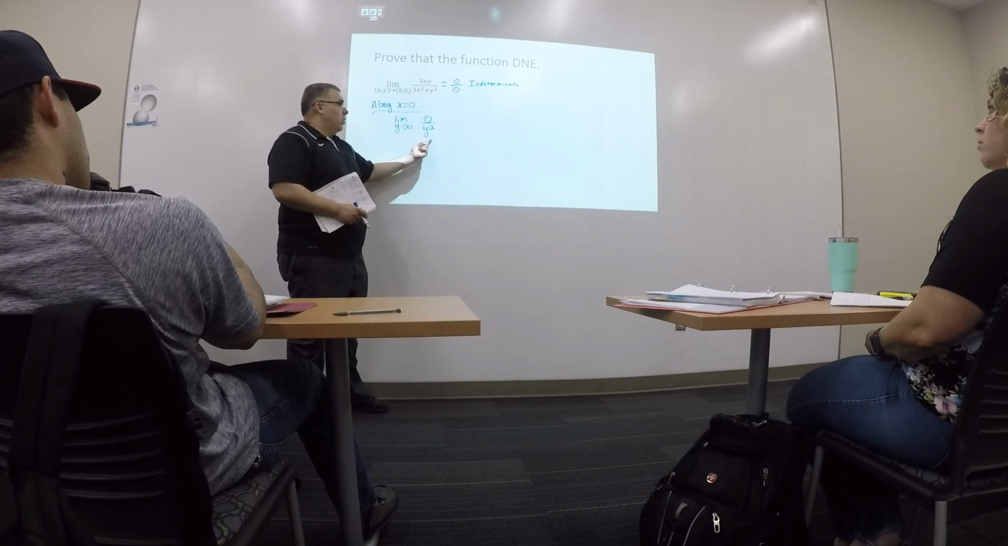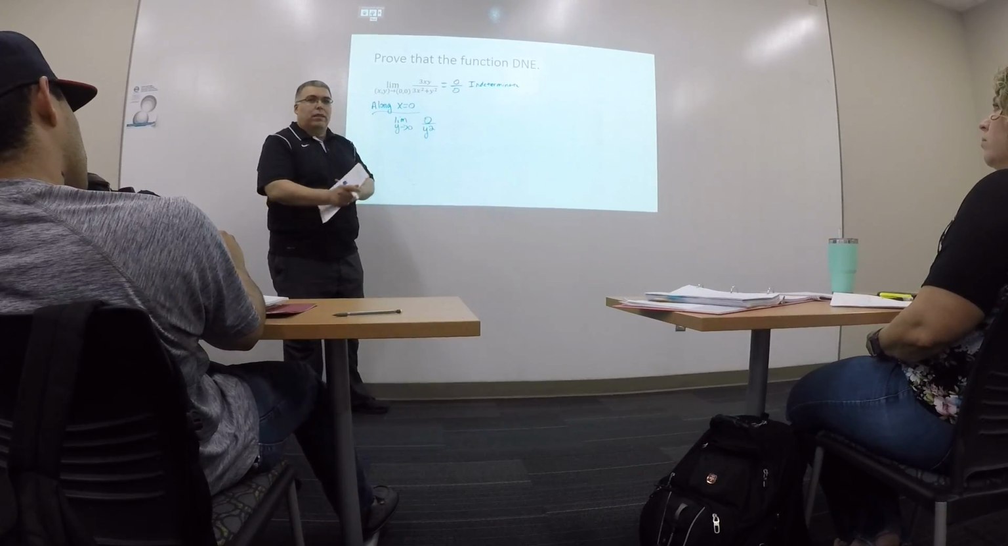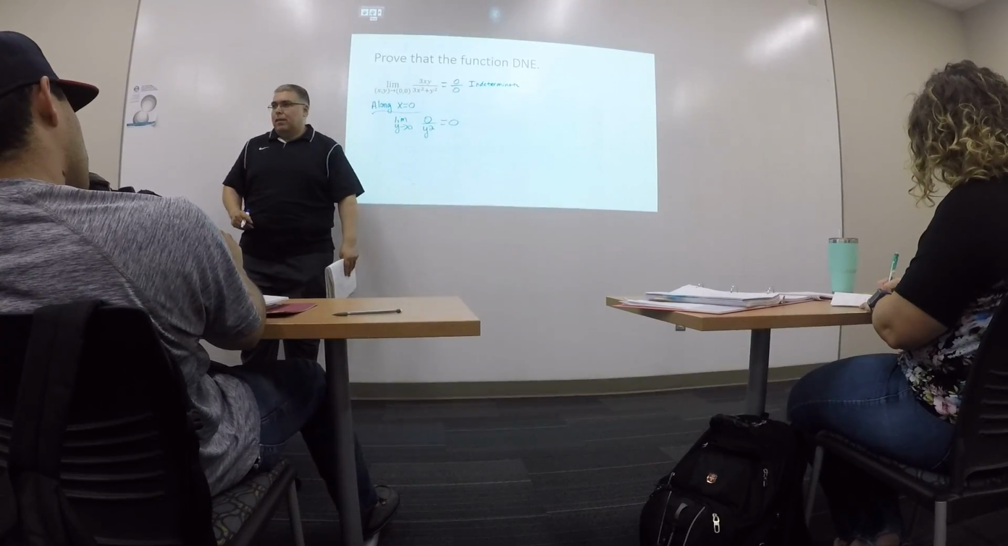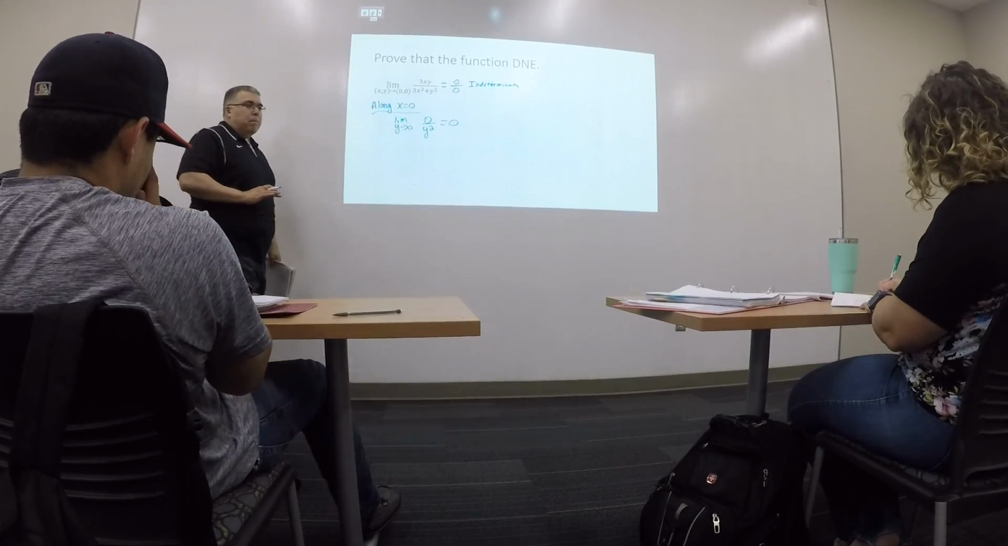Don't even apply the limit. Don't even apply y goes to 0, because it already tells me that 0 divided by y squared is what? 0. Does that make sense? Don't apply the limit. It's already 0. Automatically 0. That make sense? Okay?